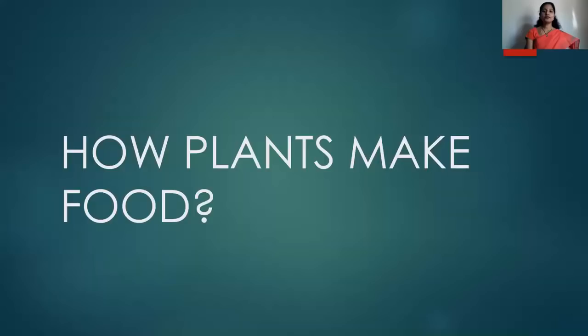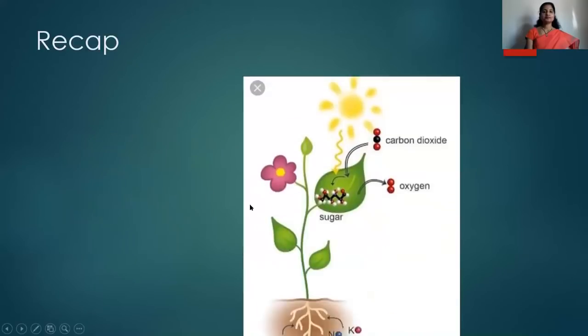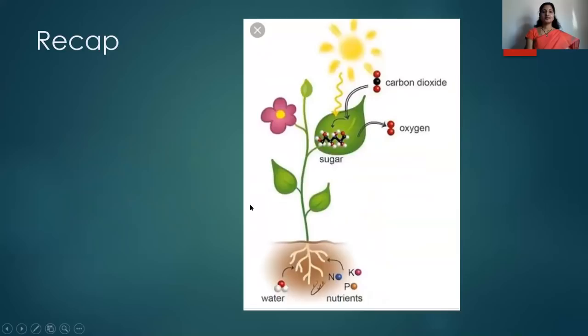Before going to the next concept, as usual I am asking some questions based on the previous concept. Right children? Instead of asking questions, now I will show the picture of photosynthesis. Okay children? See the picture? What do you understand from that picture? Tell me. See, observe the picture children. What do you understand from this picture?